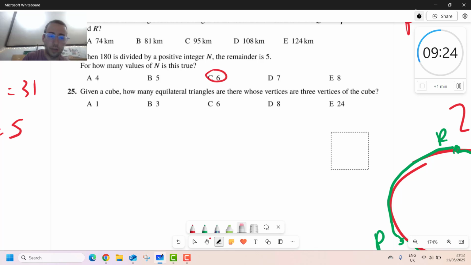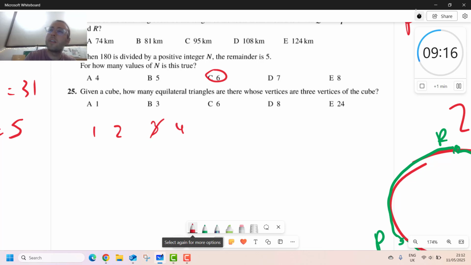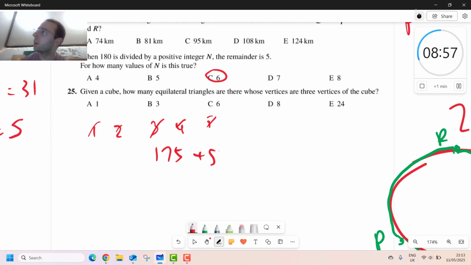Okay, let's do some other divisions. If I go 1, 2, 3, can't divide it by 3. If I divide it by 4, no, it divides by 4, it divides by 2, obviously it divides by 1, it divides by 5. It's something to do with the fact it's 175 add 5. So if I divide it by 175, obviously I get that. And then I need factors of 175 that are not factors of 180. That's what I need.